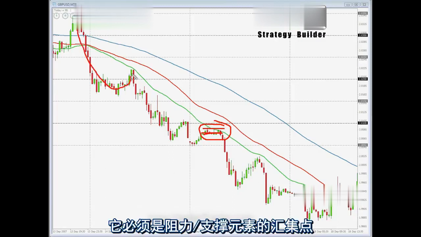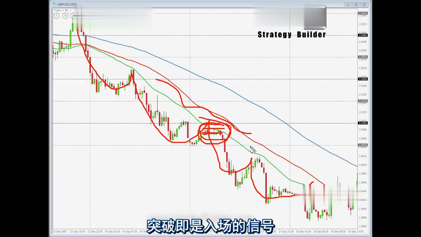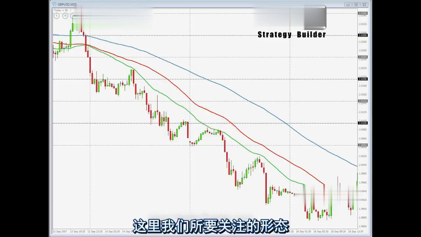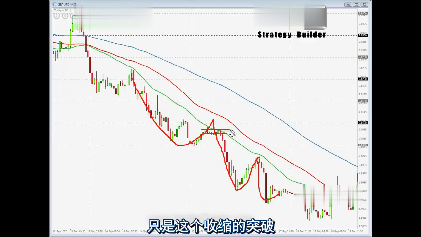that congestion area as the entry in itself. Okay, in this downtrending scenario, just as the congestion area takes place around the dynamic area of resistance, the breakout will signal the entry. Okay, let me rephrase that. The type of trading we are doing here is still swing trading. Okay, it's not pattern breakout trading. It's just that the breakout of this congestion area will signal our entry.